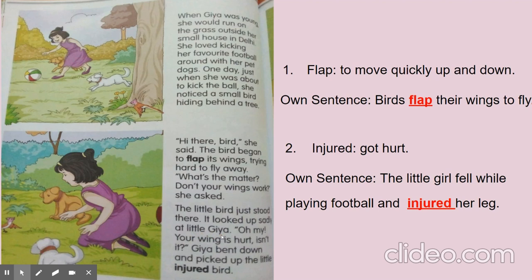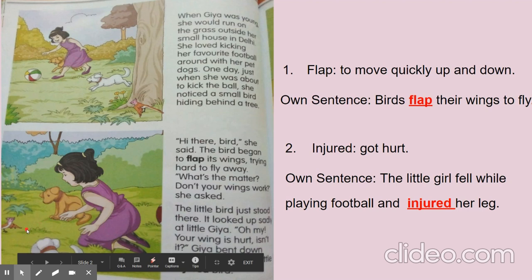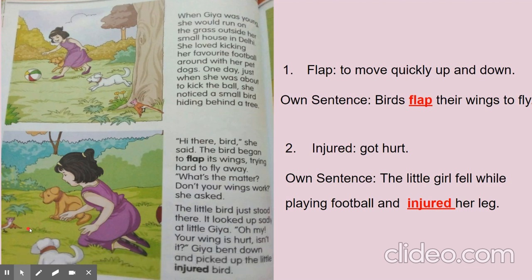Giya bent down and picked up the little injured bird. When Giya saw the bird a little closely, she saw that it got hurt on the wing. So she took the injured bird in her hand.